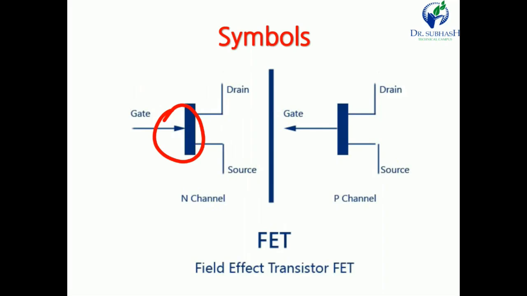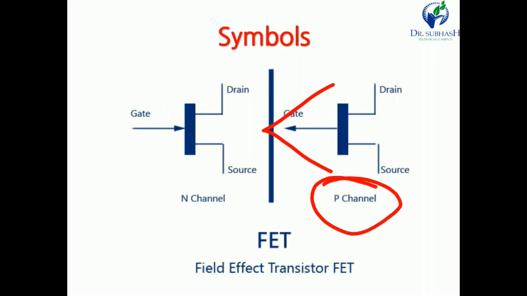If the arrow is inside, then our JFET is N channel. If the arrow is outside, then our JFET is P channel. So you have to remember the direction of the arrow. If we change the direction of the arrow, then the total device will change. Means N channel or P channel will be different. So this is the basic symbol of FET.